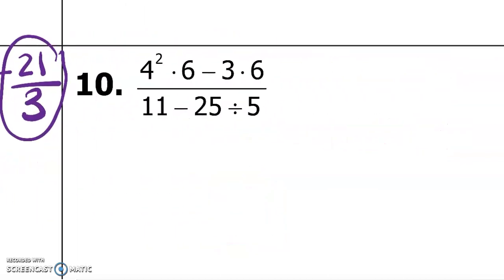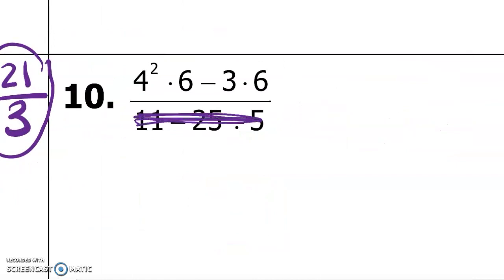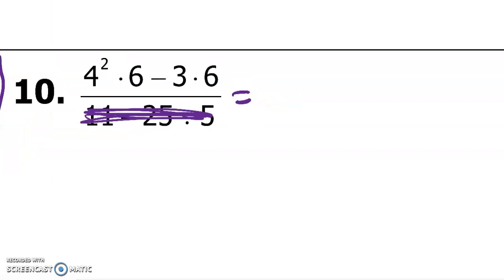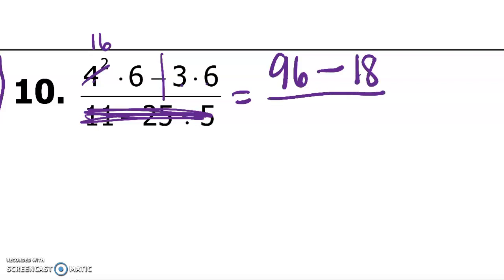So now we can look at 10. Again, ignore this bottom part. Just work across the top. I see two separate sections. The first section says take 4 squared, which is 16, times 6. That gives me 96. Minus 3 times 6 is 18. So 96 minus 18 gives me 78. So my top number is 78.